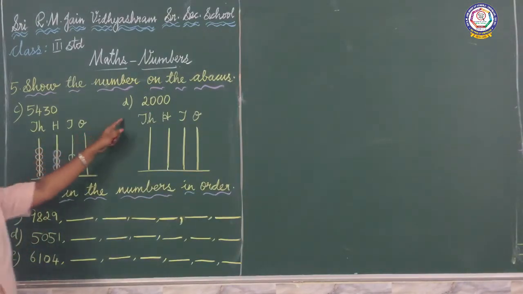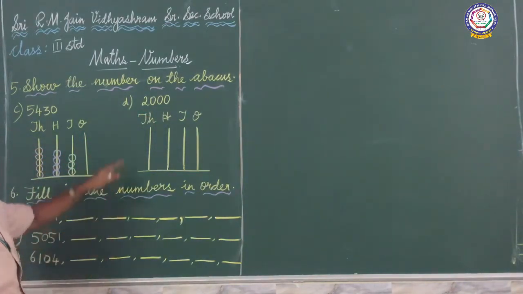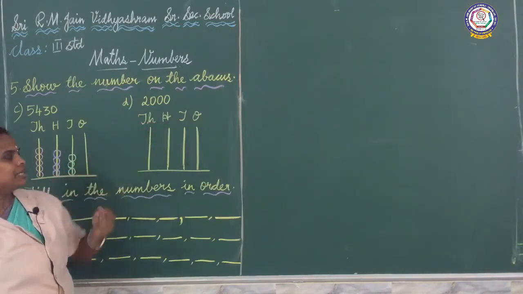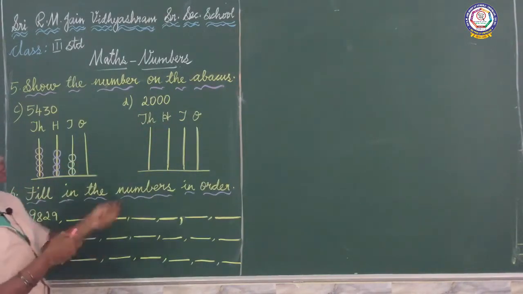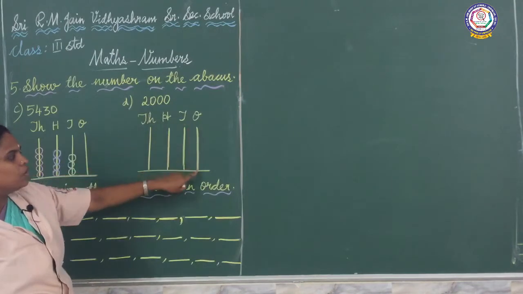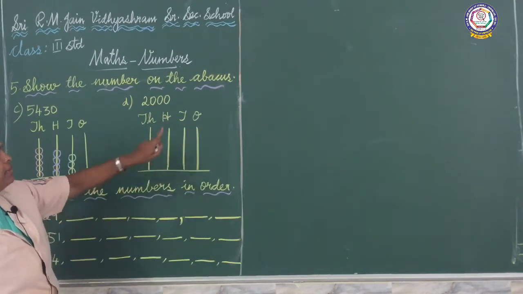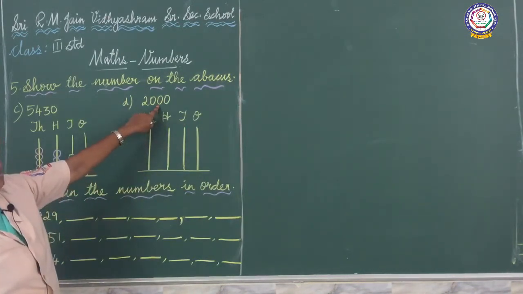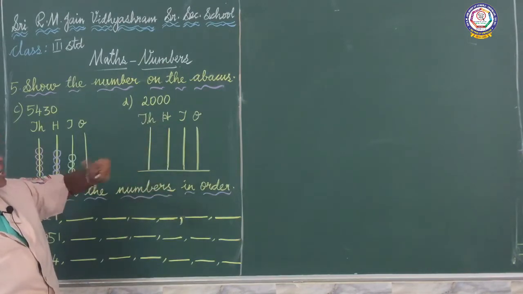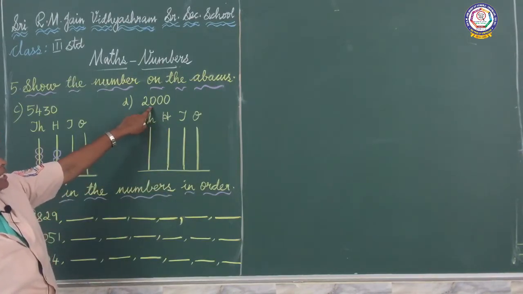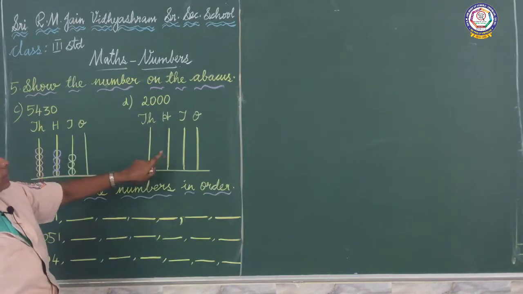Next one, same like that. 2000 they have given. So thousands, hundreds, tens, ones. In ones place what do you have to draw? Here 0, so you don't draw any beads. Next tens place also 0, so you don't draw any beads. Next hundreds place 0, so you don't do anything.